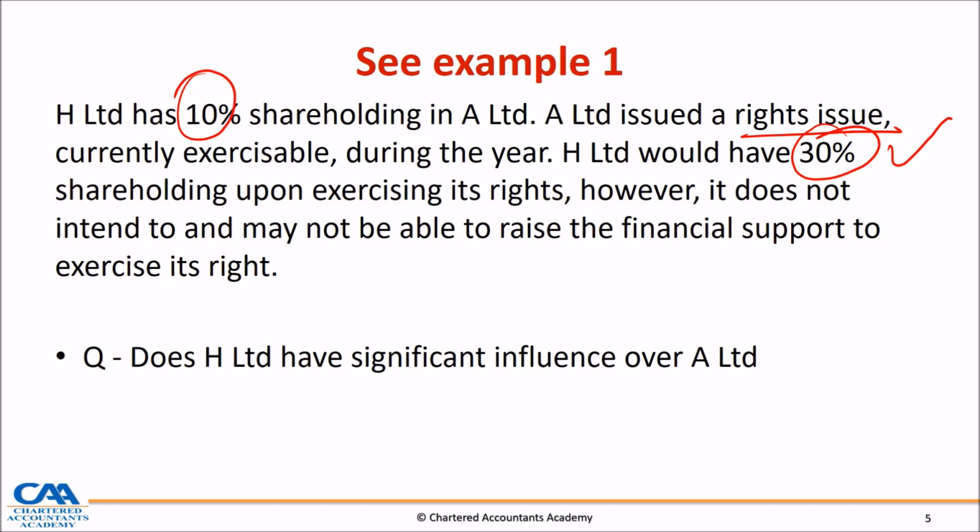So we need to look at, are they currently exercisable? When we look at our scenario, they say these are currently exercisable. To this effect, we need to equity account our investment in A Limited as an associate. Though they talked about not having an intention to do so and not having the financial support to do so, this does not matter. You do not consider these in your assessment.